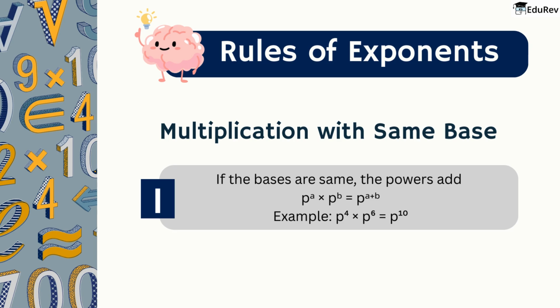p raised to the power a times p raised to the power b is equal to p raised to the power a plus b. Example, p raised to the power 4 times p raised to the power 6 is equal to p raised to the power 10.